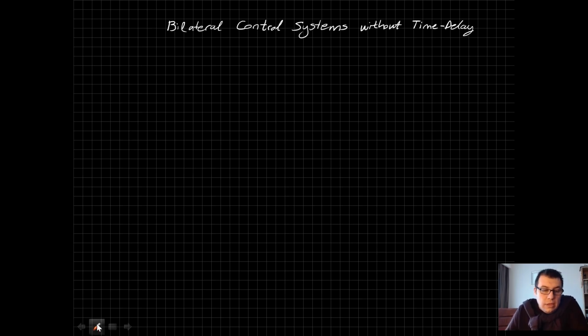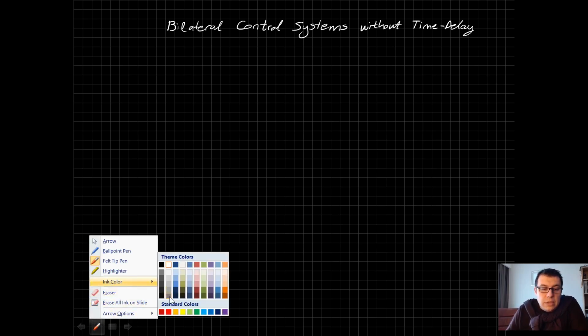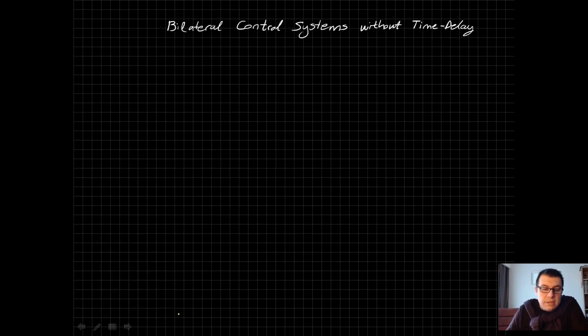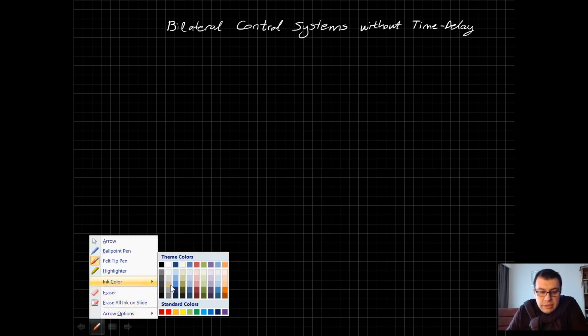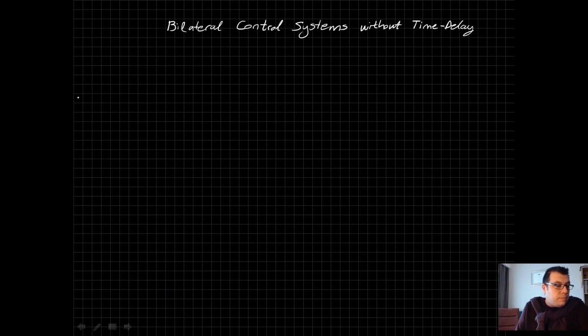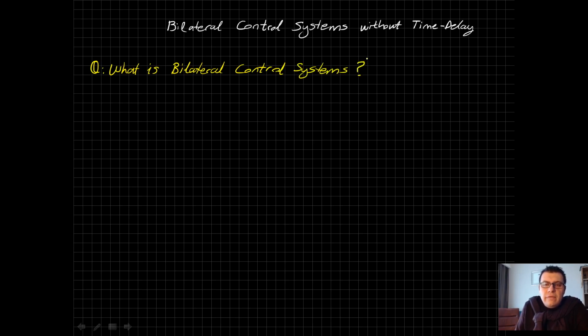So, we have a good question in hand. What are bilateral control systems? Question. What are bilateral control systems? In other words, why do we have the notion of bilateral control? What is it?